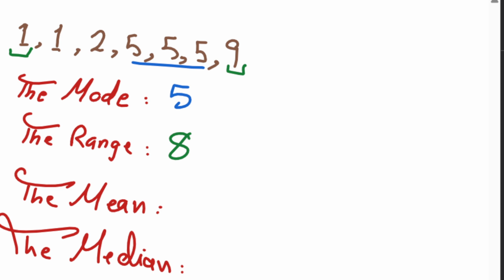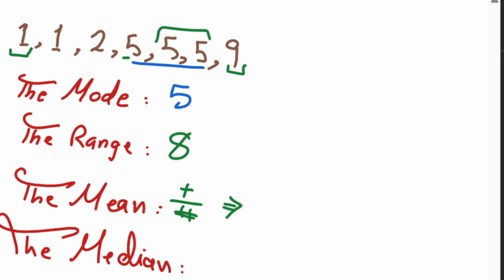The mean is when you add all and divide by how many are there. So let's add them. 1 plus 1 is 2. 2 plus 2 is 4. 4 plus 5 is 9. 9 plus 10 is 19.